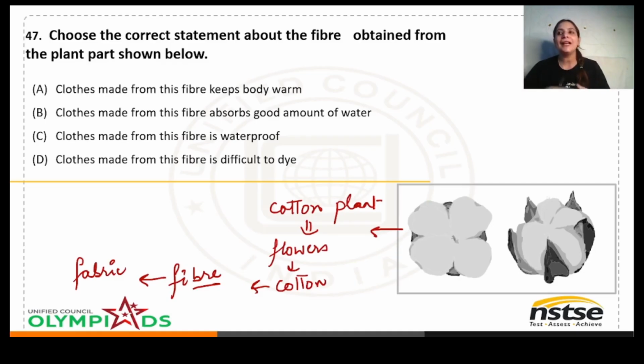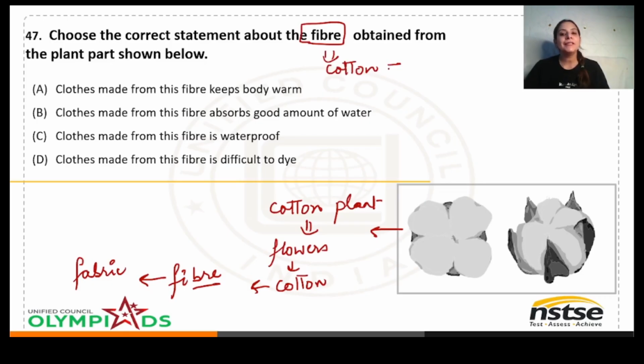Few fabrics occur naturally, like jute, hemp, cotton, and wool, and few are synthetic, like nylon, rayon, even acrylic. Here we are talking about the cotton plant, basically cotton fabric. So choose the correct statement about the fiber. You have identified the fiber as cotton fiber now, and I hope you all know about the properties of cotton.